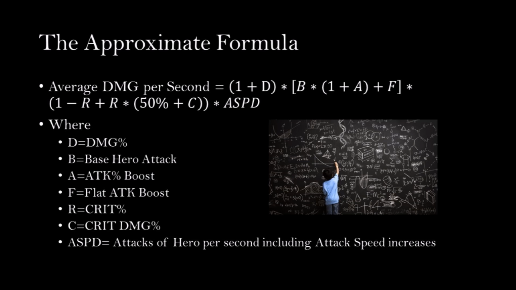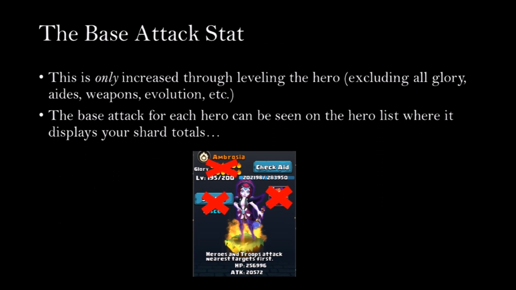And then the crit section is next. R is your crit rate, and C is the crit damage percentage, and then you have attack speed. So, you know, a lot goes into it. We're going to look at it in an overview. I'll show you some of this in action here today, but the first thing to understand is the base attack stat. So this is a little bit confusing.